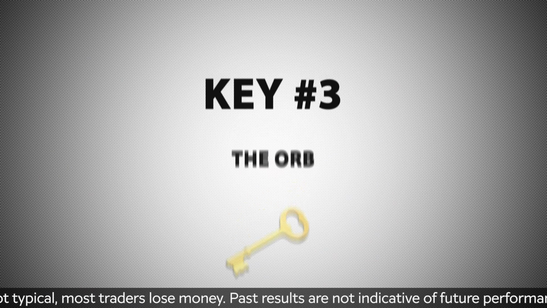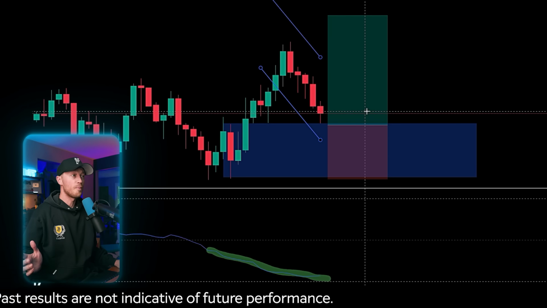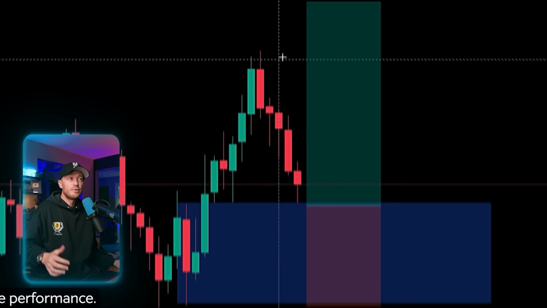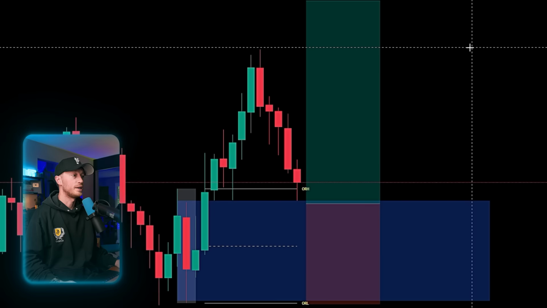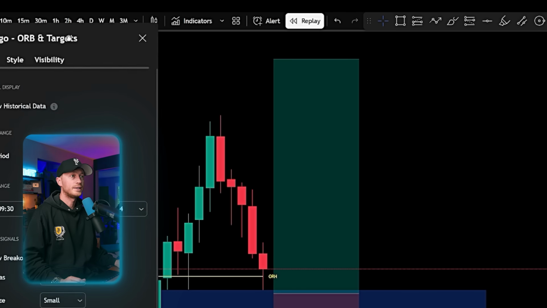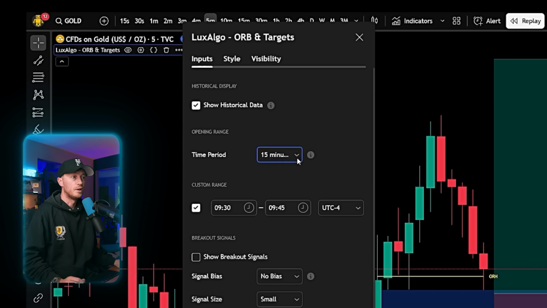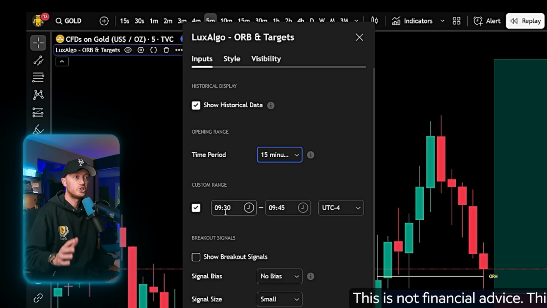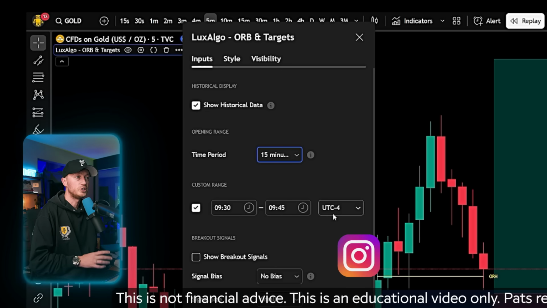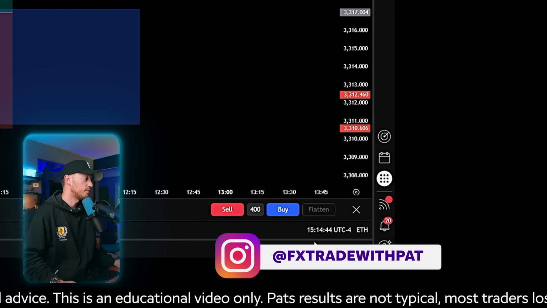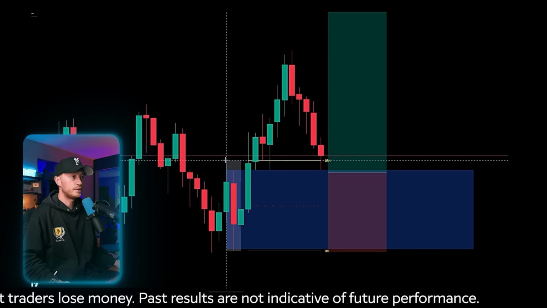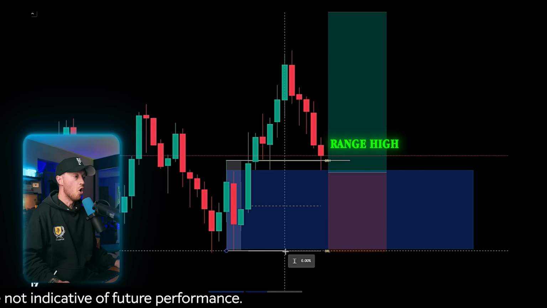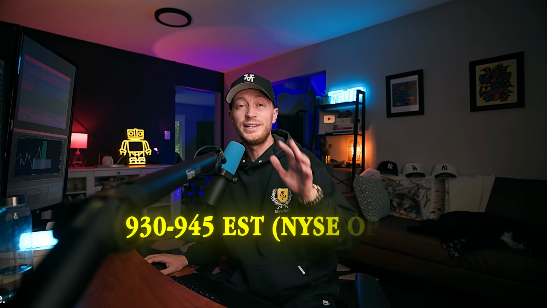All right, we've gone through our negative correlation. We've gone through our pullbacks. Now let me show you my favorite reason to get into a trade in 2025, the ORB, opening range breakouts. Get this indicator on your chart right here. These are the settings for that indicator. You just want the time period to be 15 minutes. You want the custom range to be 9:30 to 9:45, UTC -4. Go to the bottom right of your chart right here, set UTC -4. This indicator is then going to create the opening range high and the opening range low from 9:30 to 9:45.